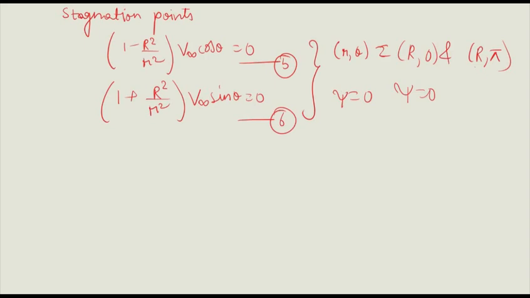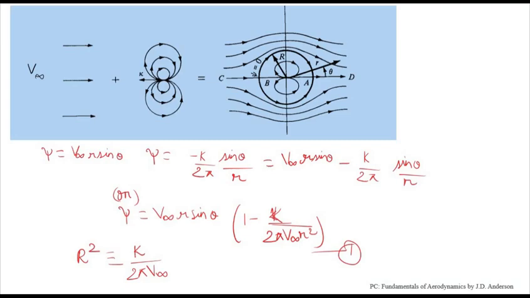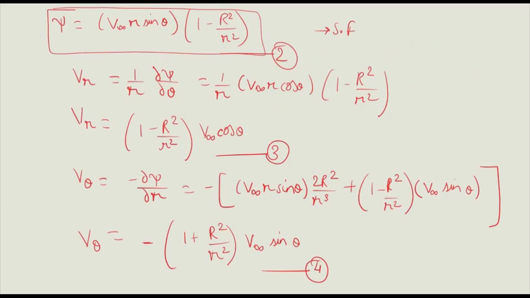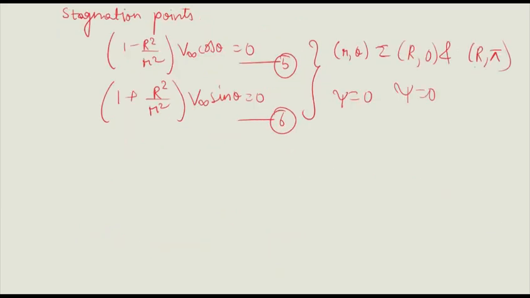We can conclude that the same streamline goes through both the stagnation points A and B. That is the conclusion we get by substituting the stagnation points in equation 2. That is the stream function.